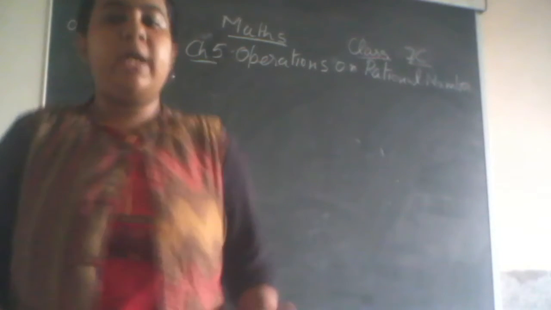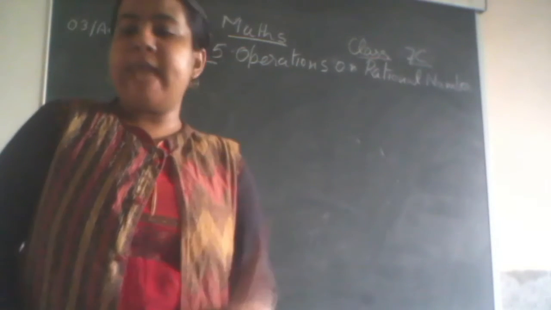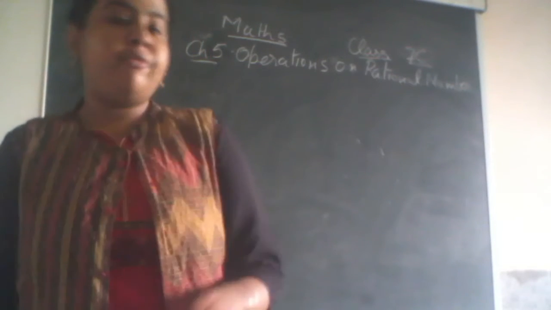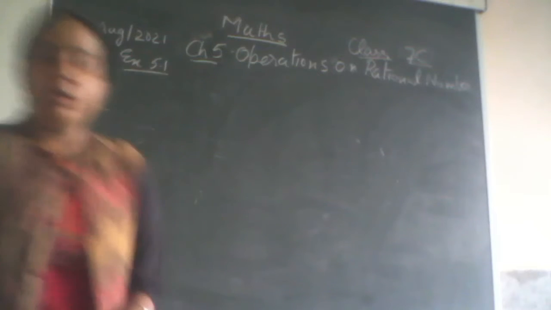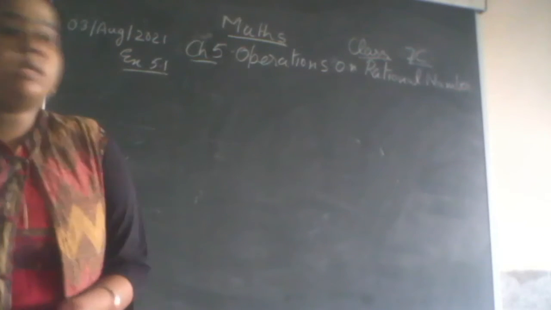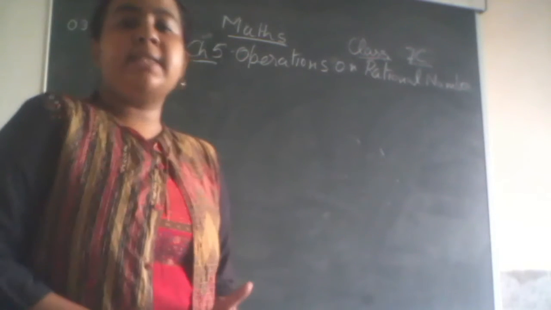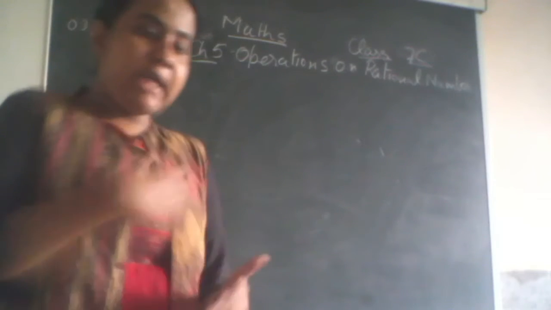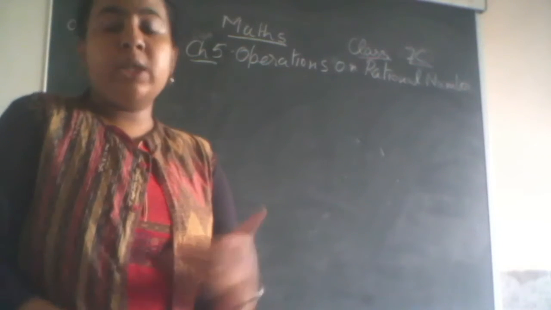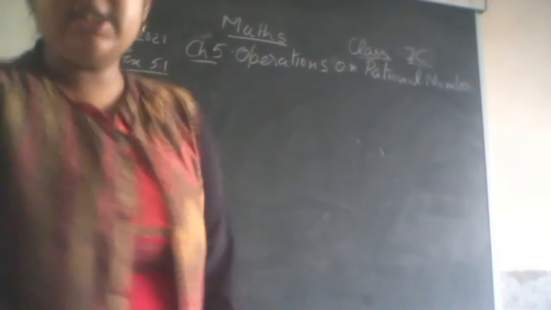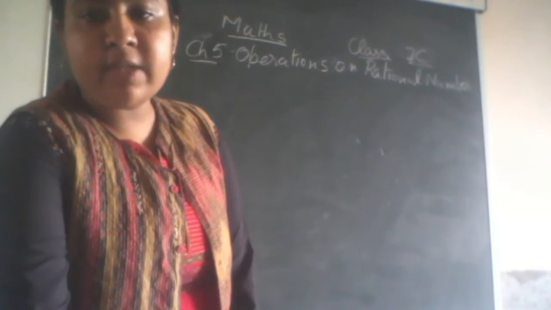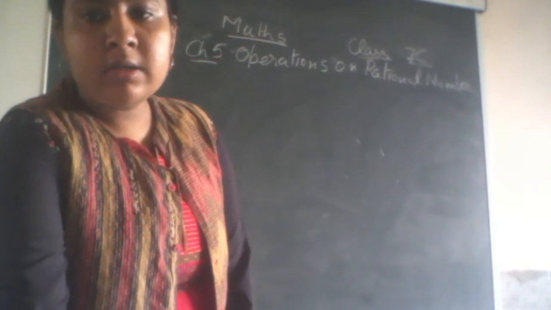Today we are going to move ahead with exercise 5.1 of chapter 5, operations on rational numbers, right? In this chapter we are going to complete this exercise and then our target is to move ahead with the concept of multiplication and division of rational numbers. Is it fine with everyone? Yes, ma'am.